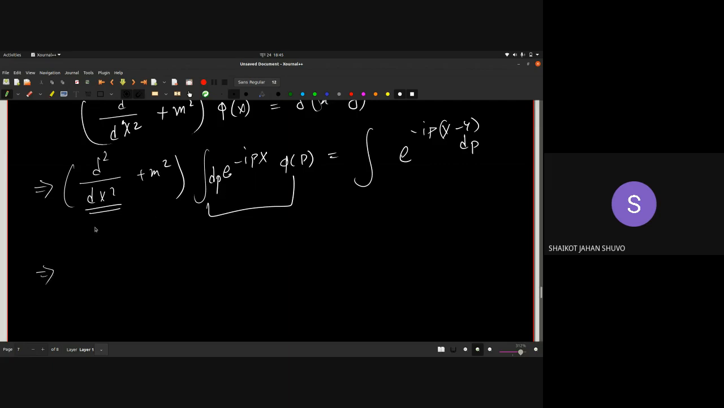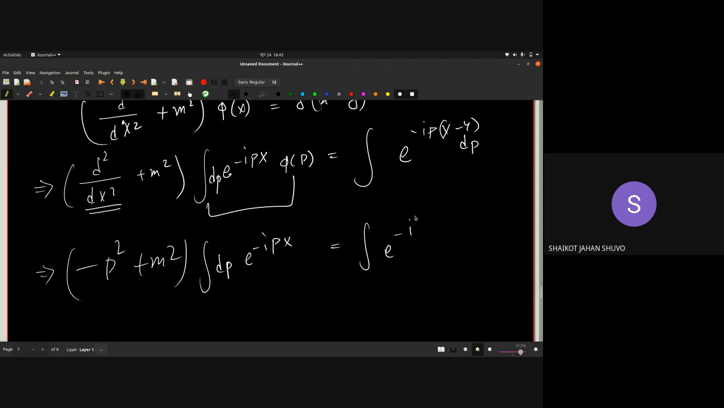If you do a second derivative, you should end up with minus i squared, which is just what? Minus 1. So you have a minus p square plus m square equals, what do we have over here? E to the power minus i p x some phi of p, something like this, dp, right?